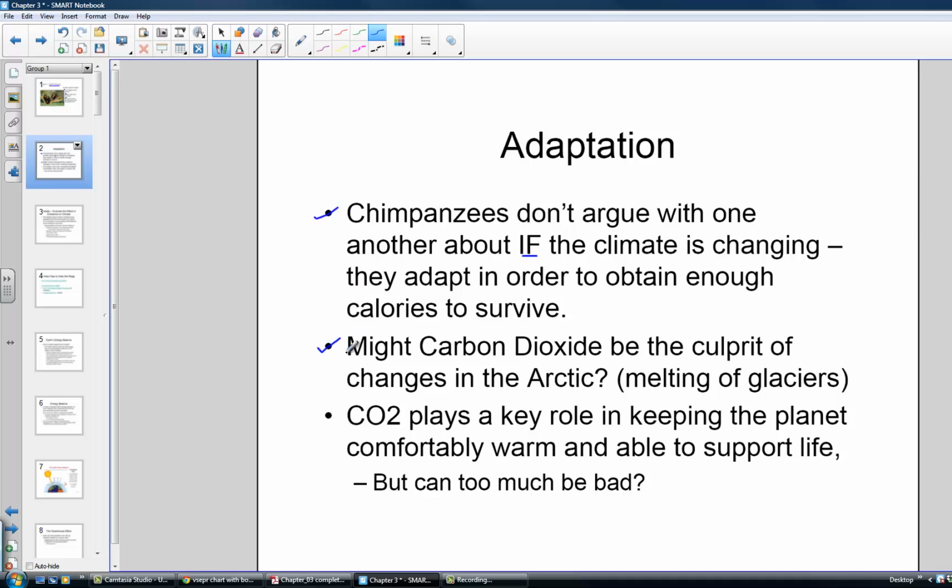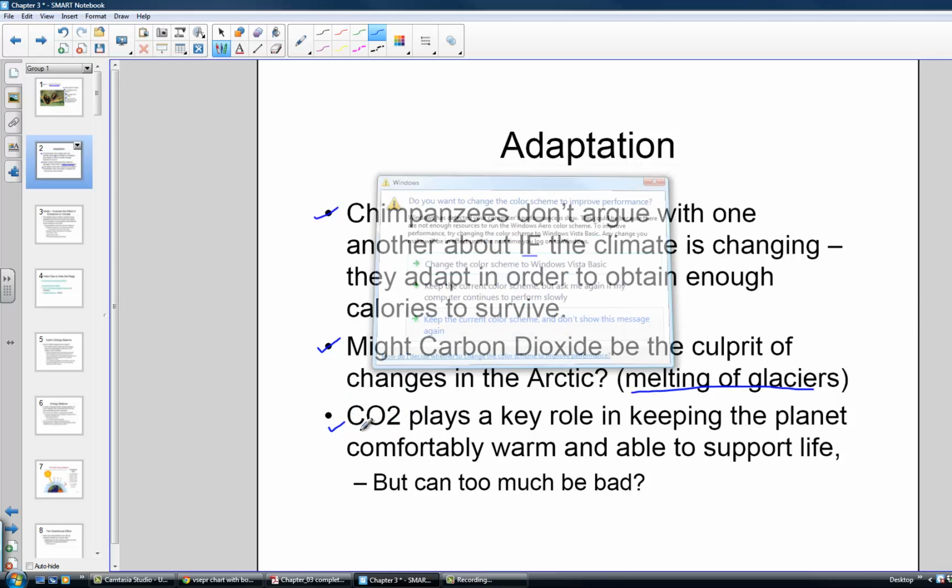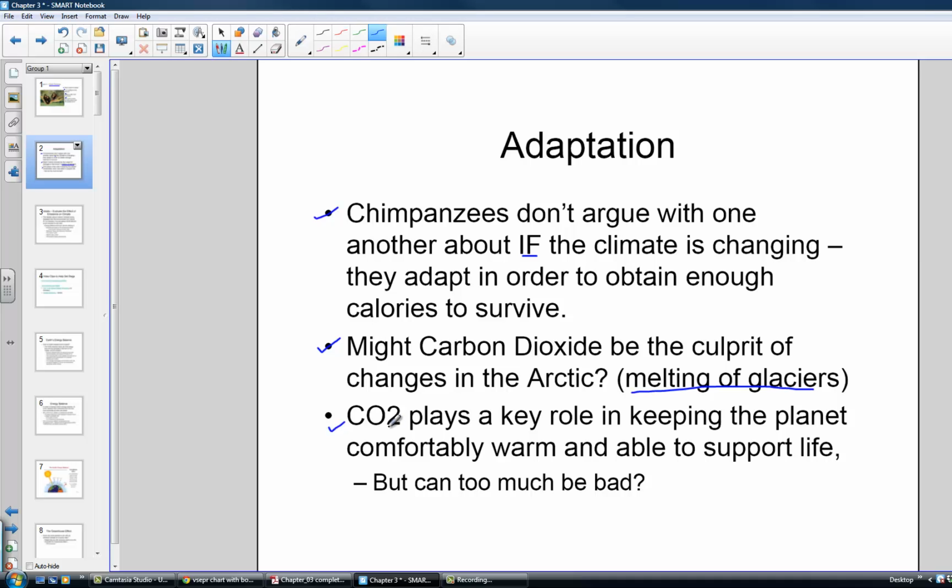So is CO2 the culprit of changes in the Arctic, which is considering the melting of our glaciers? And is carbon dioxide playing a key role in keeping the planet comfortably warm and yet able to support life, which is a very true statement, but can too much be bad? And what are we doing to really significantly change the environmental composition of our atmosphere in terms of the carbon dioxide role?